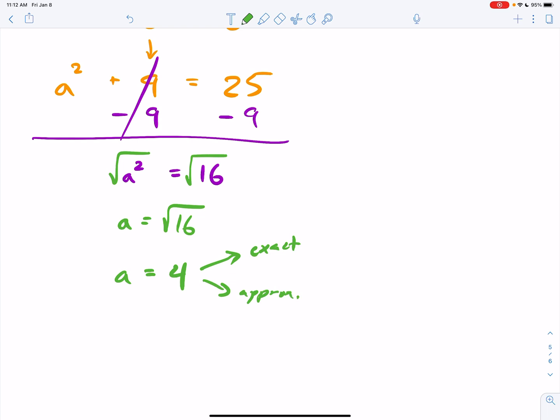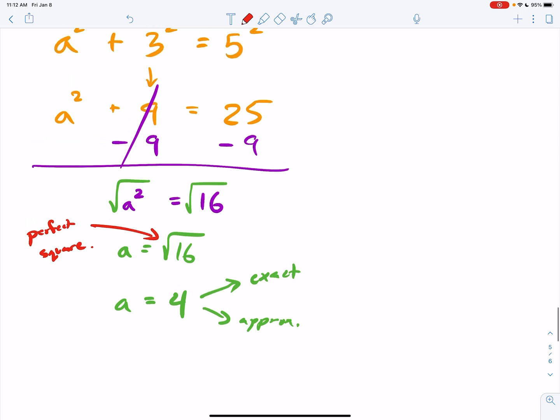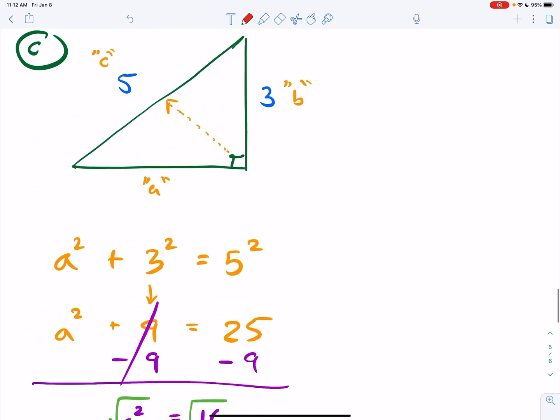Okay, it's really the same thing because it came out as a perfect square. Since this here was a perfect square, there was really no need to use a calculator to get an approximation, okay? So sometimes it comes out really neat, sometimes it doesn't. So just keep that in mind. So we found out that this side here is 4.